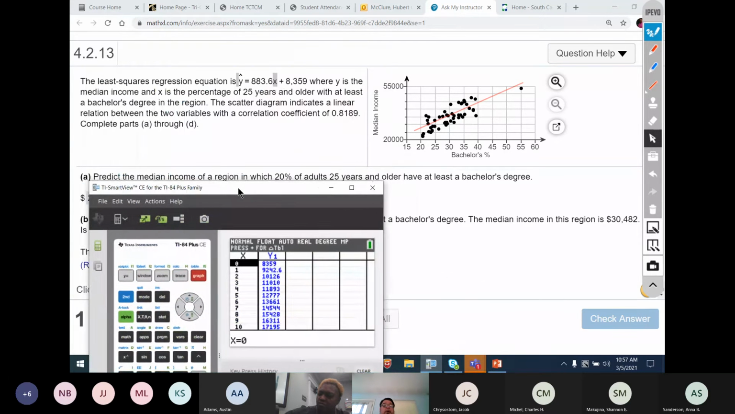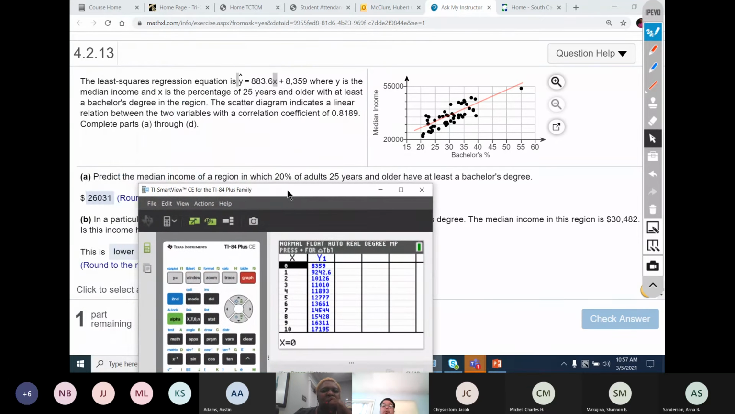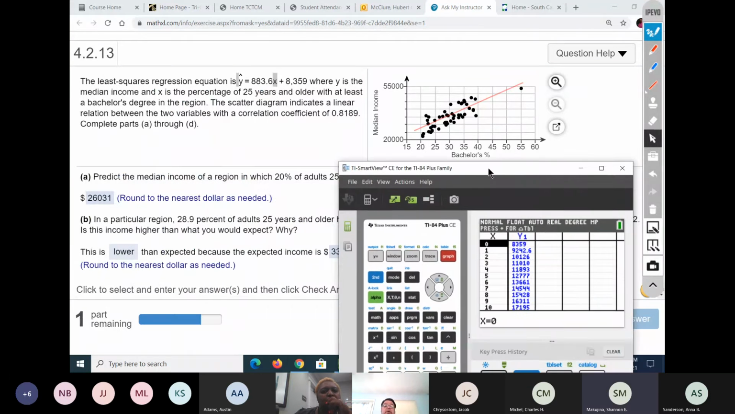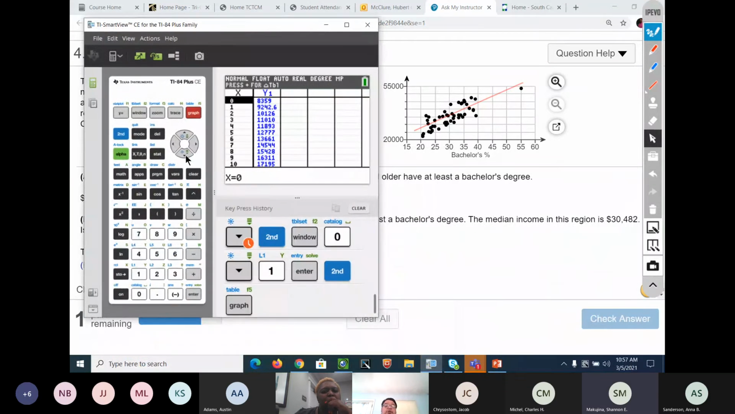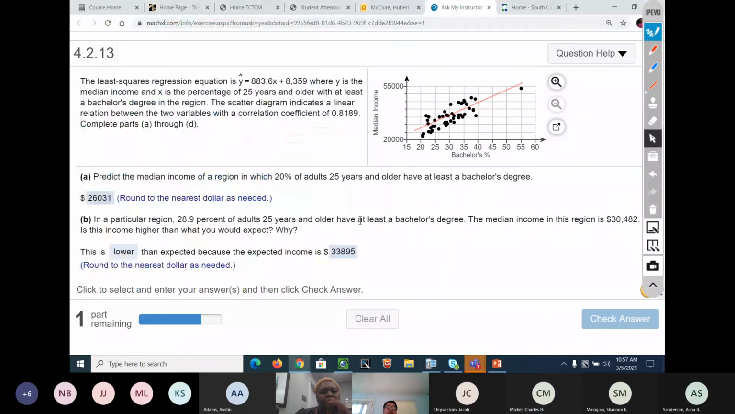Predict a median income of 20%. So I'm looking up X is equal to what? 20. So scroll down to 20. Everybody scroll down to 20. Tell me what y'all get. Do y'all get 26,031? Yes, sir. So you type that in, 26,031.